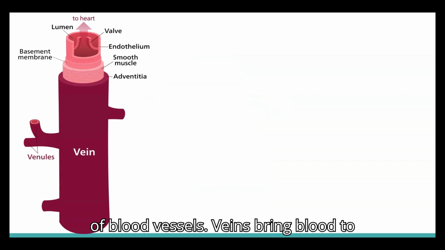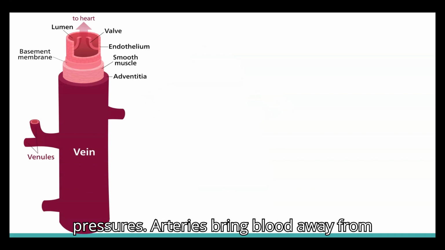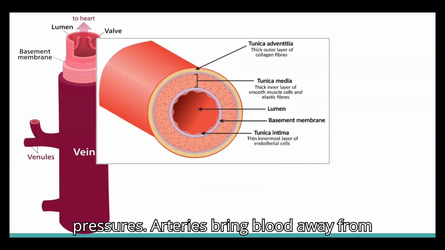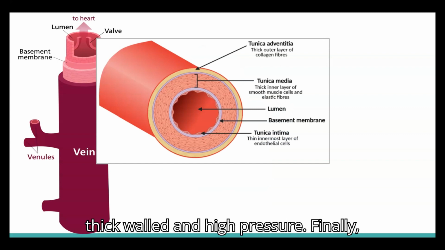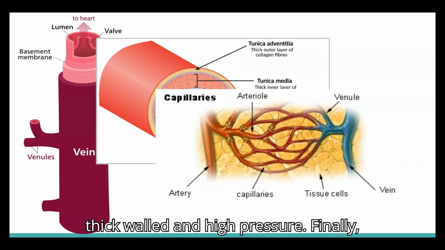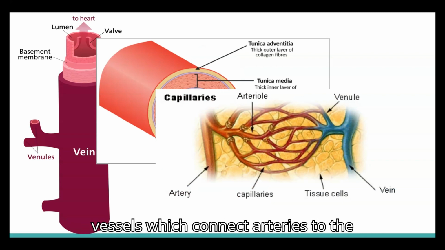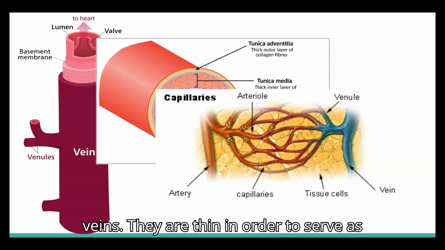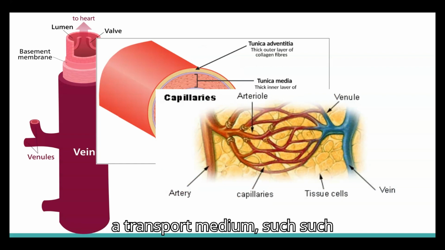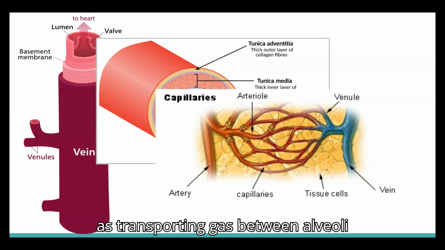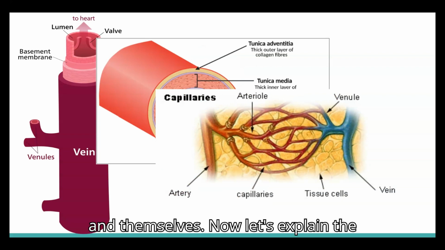Veins bring blood to the heart. They are thin-walled and low pressure. Arteries bring blood away from the heart to parts of the body. They are thick-walled and high pressure. Finally, capillaries, which we already discussed. They are the smallest and thinnest vessels which connect arteries to the veins. They are thin in order to serve as a transport medium, such as transporting gas between alveoli and themselves.